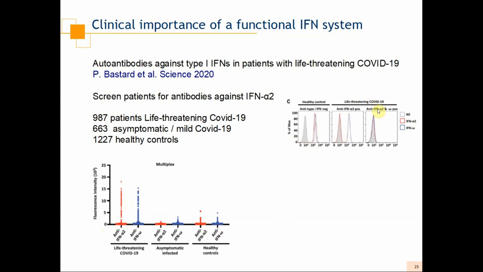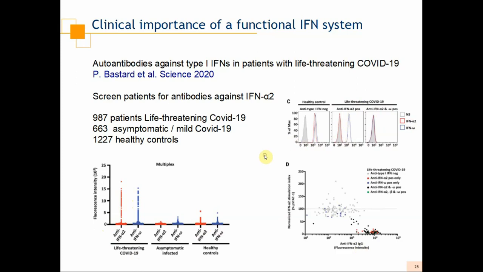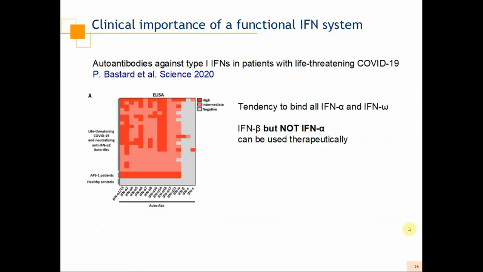And if you've got a serum that binds to alpha 2 and omega interferon, it will block both of these interferons. So these antibodies are neutralizing, they block interferon signaling, and there's pretty good relationship between the strength of the binding and the neutralization assay. Okay, so the more of these antibodies you have, the more they will block interferon signaling.